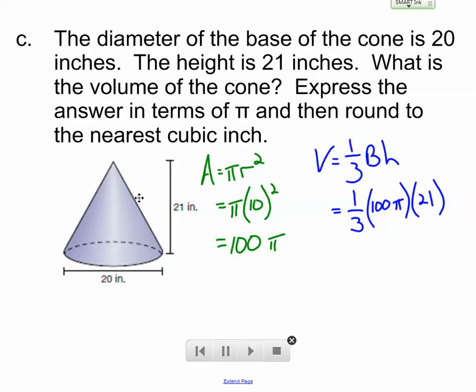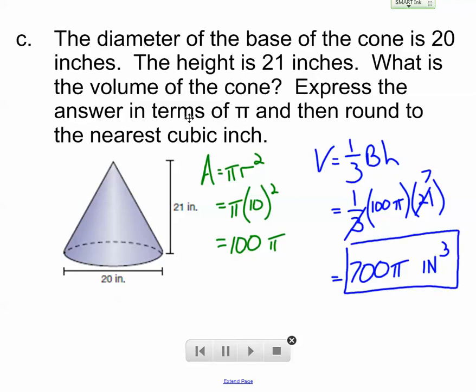If this side were given to us right here, we wouldn't use it. That's called the slant height. We don't want the slant height. We want the height. All right, so 1/3 of 100 pi times 21. Well, I know that 1/3 of 21 is 7, and 7 times 100 pi is 700 pi. So 700 pi cubic inches.